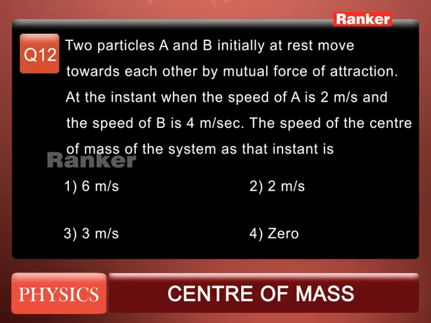Question number 12. Two particles A and B, initially at rest, move towards each other by mutual force of attraction. At the instant when the speed of A is 2 meter per second and the speed of B is 4 meter per second, the speed of the center of mass of the system at that instant is: option A, 6 meter per second; option B, 2 meter per second; option C, 3 meter per second; and the fourth option, 0.